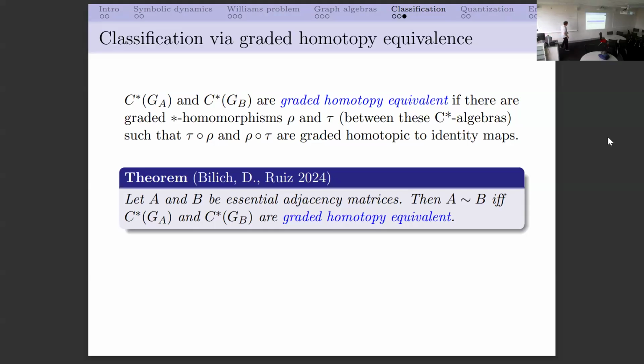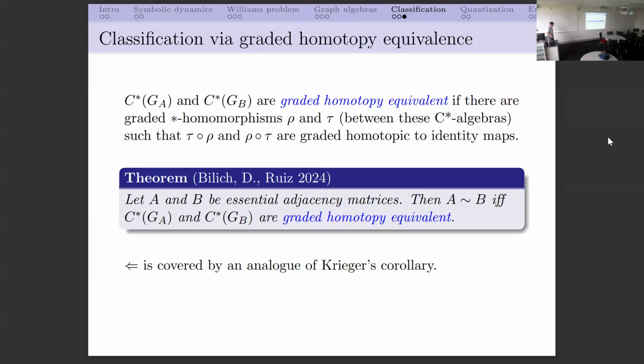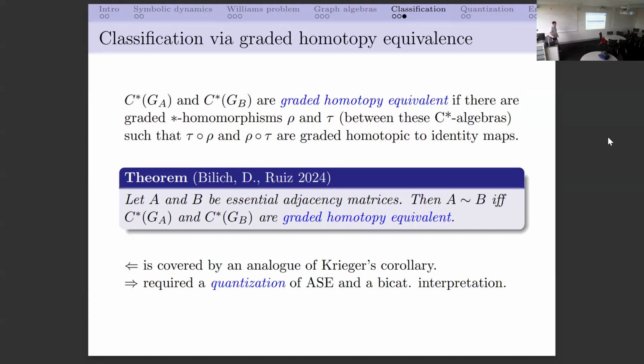Okay, all right. So how do you prove something like this? First, you make Piotr's observation. K-theory is a homotopy invariant. Graded K-theory is a graded homotopy invariant. And so by Krieger's corollary, which connects shift equivalence to graded K-theory, we know that graded homotopy equivalence would imply a shift equivalence. The other direction is more complicated. That's the hard direction.